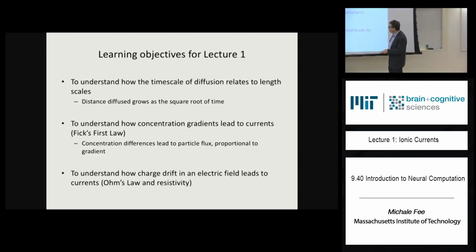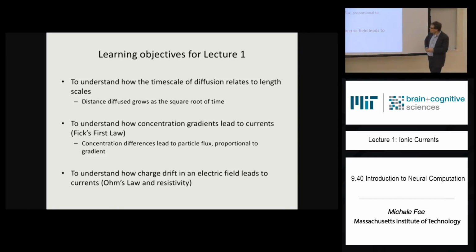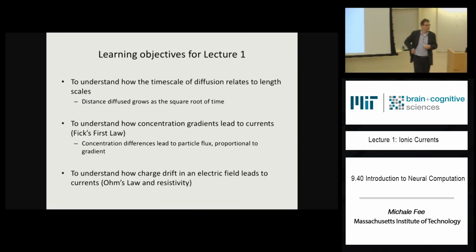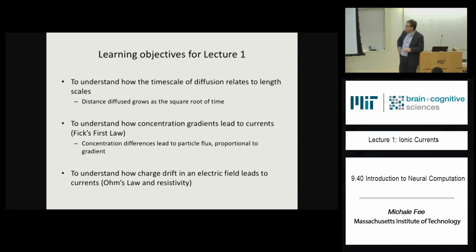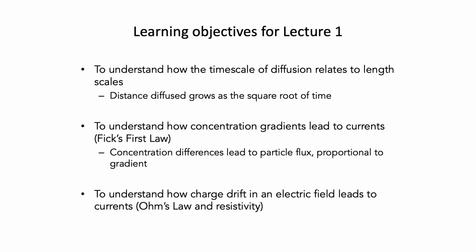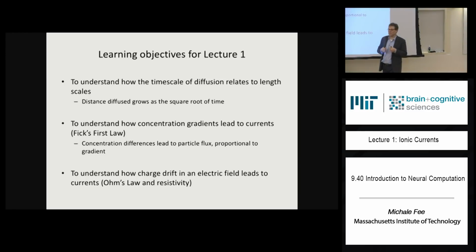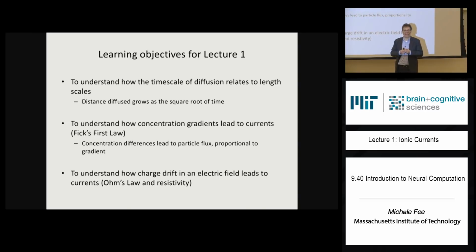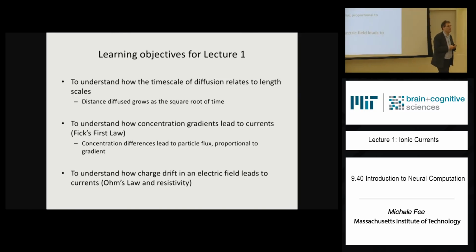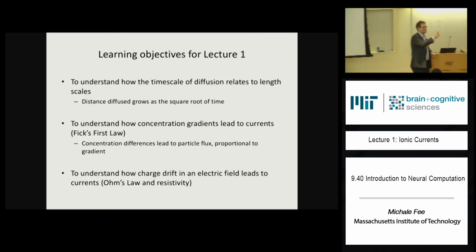And we also talked about how the drift of charged particles in an electric field leads to currents, and how the voltage current relation obeys Ohm's law. And we also talked about the concept of resistivity and how the resistivity in the brain is really high and makes the wires in the brain really bad. Okay, so that's all I have. I will take any questions.